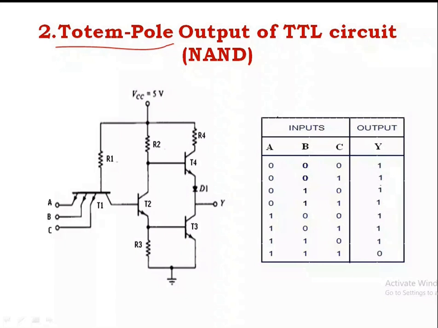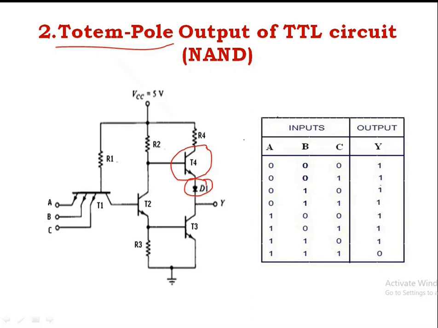Okay, in totem pole, the active pull-up resistor RL in open collector is replaced by a transistor T4 and diode D1. Okay, so this is what we saw, the difference we find from open collector to totem pole.